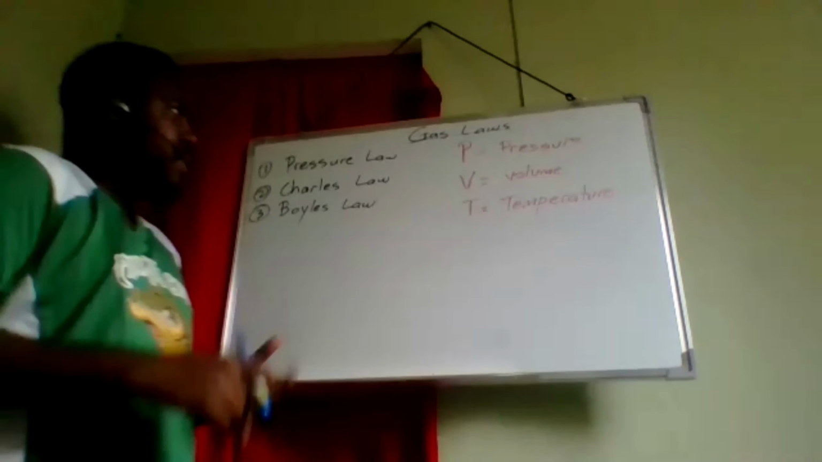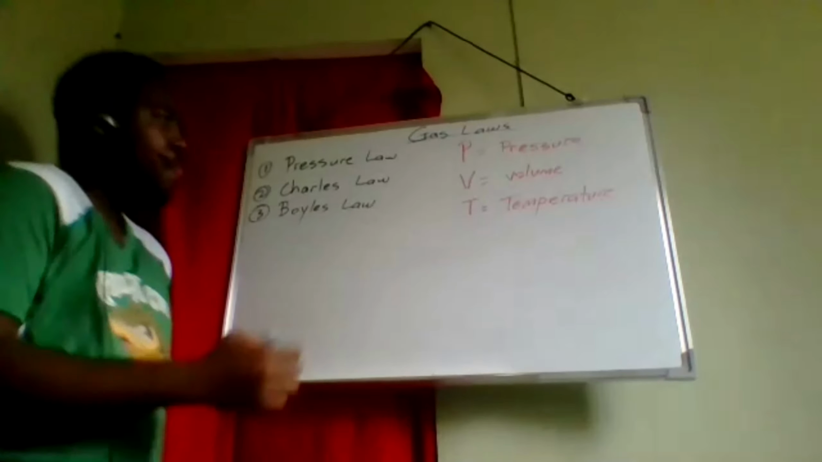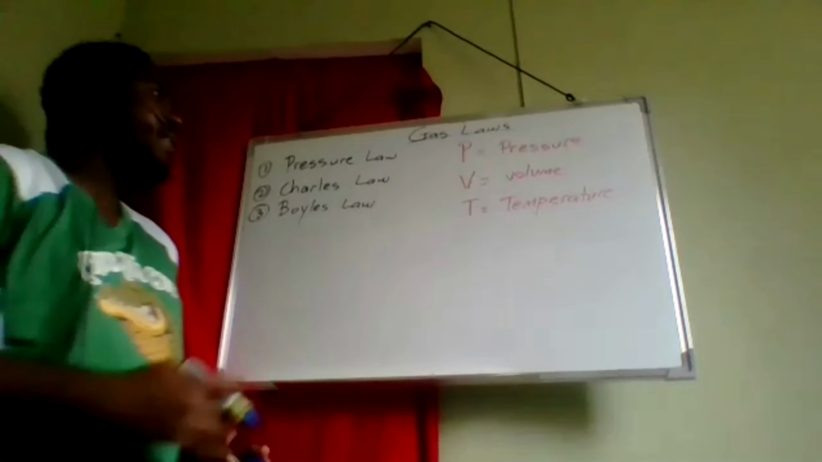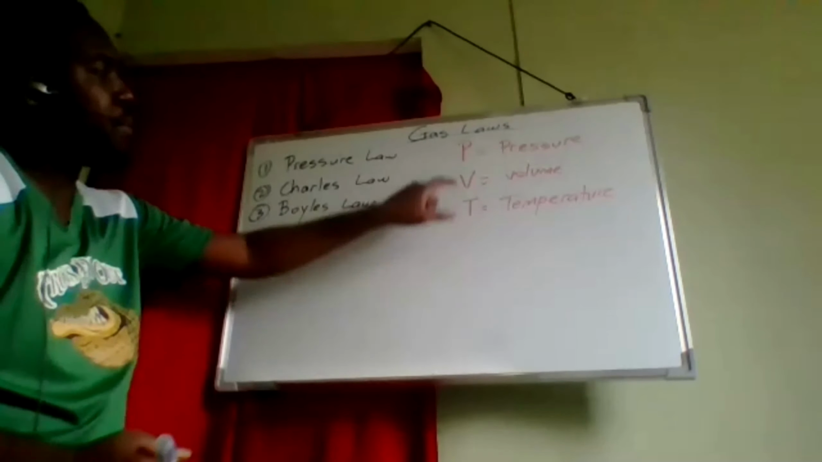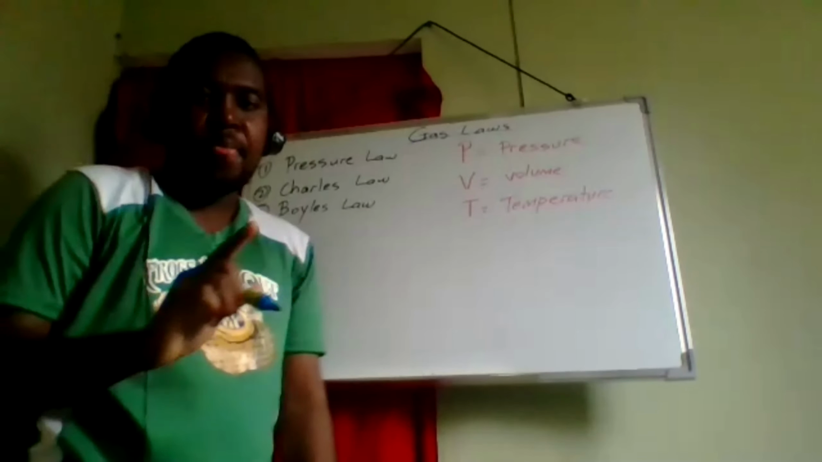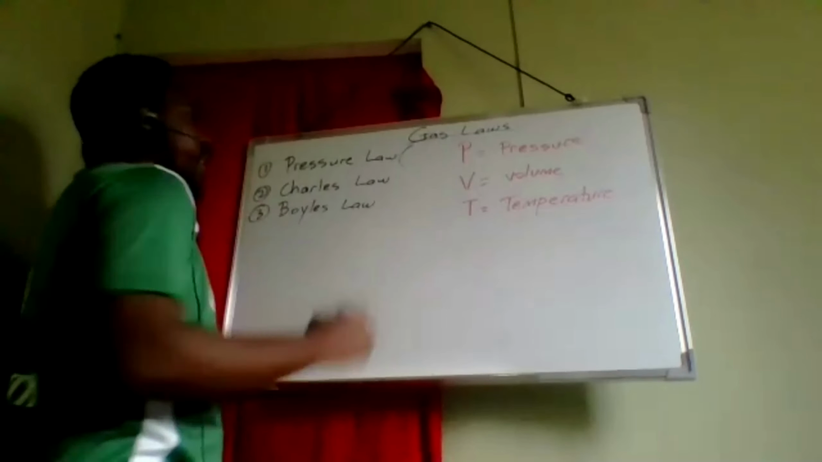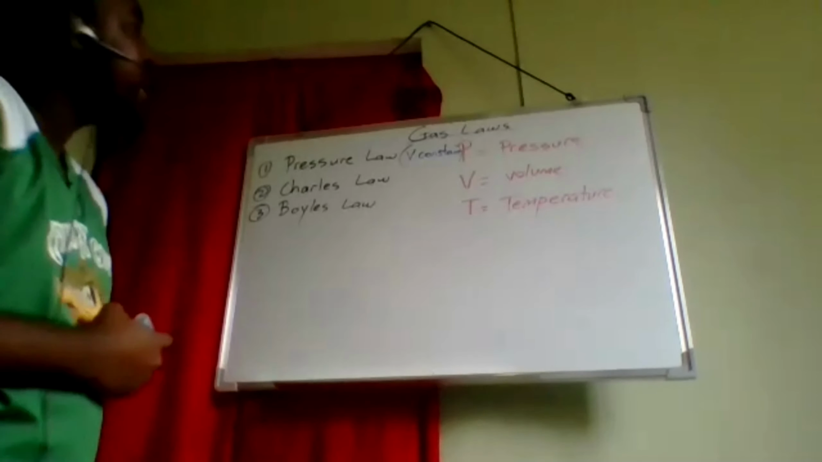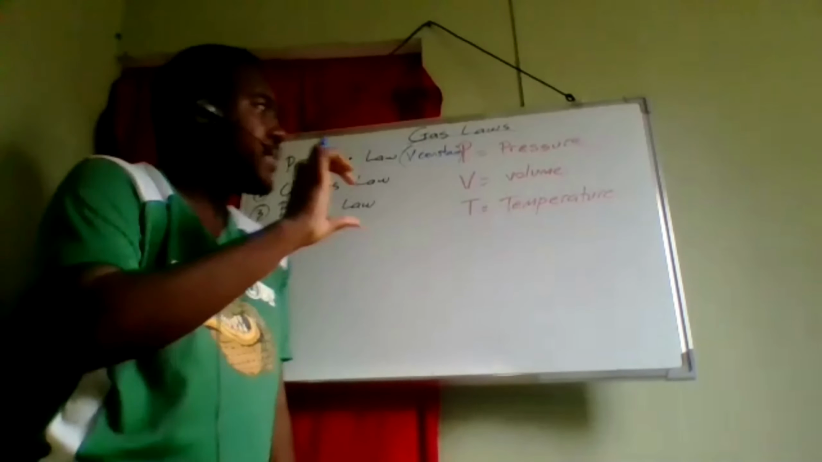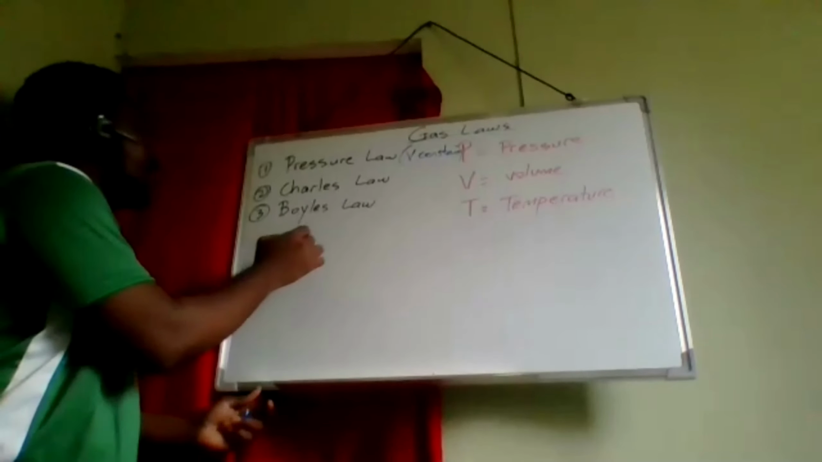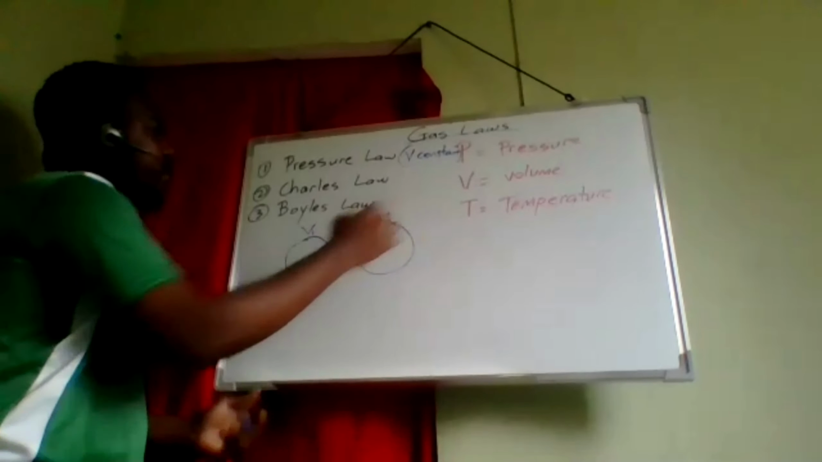So the thing though is that for each of these variables, there is one that is constant, right? So we have 3 laws, we have 3 variables. Each variable is constant only once, right? So in pressure law, our constant variable is volume. So in pressure law, volume remains constant, right? So if the volume of the gas is constant, so the volume is the same, right? So V1 equals V2.